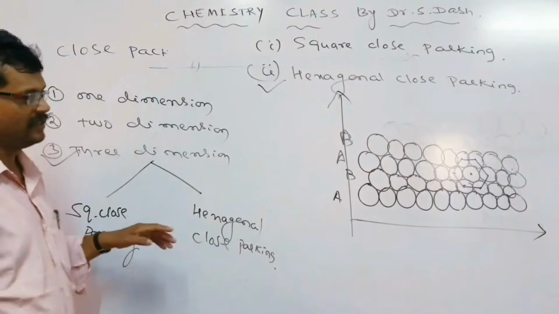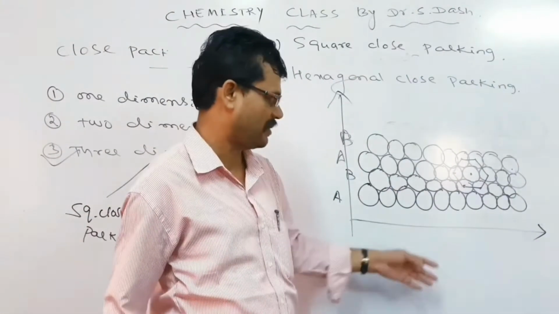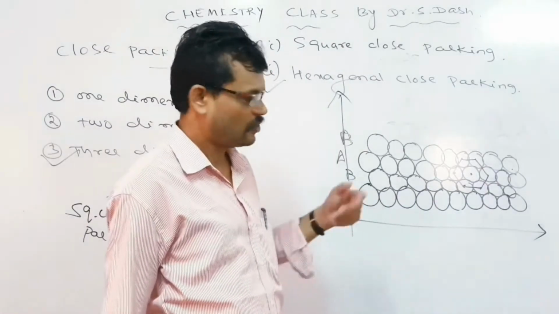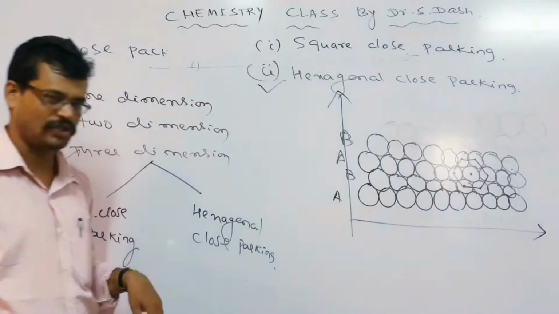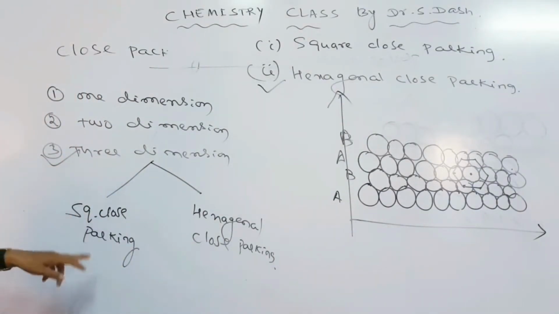So let us look here, sir. We have to make it three dimensional. But why are we making it three dimensional? Already it contains your two dimensional structures. So based upon the two dimensional structures, in three dimensions we have to categorize into two types: square close packing type and hexagonal close packing type.